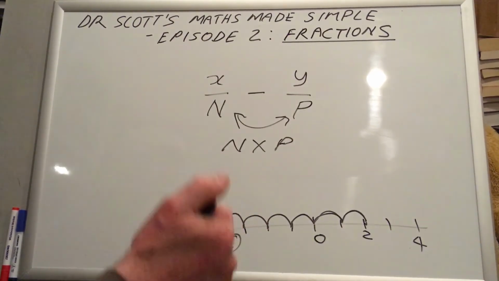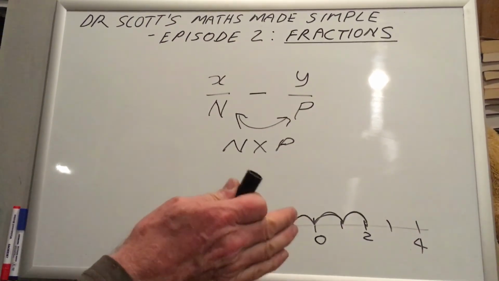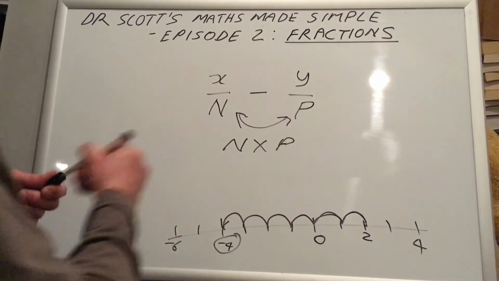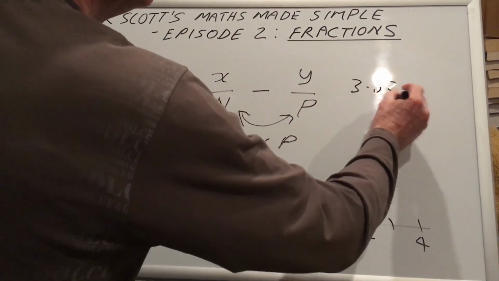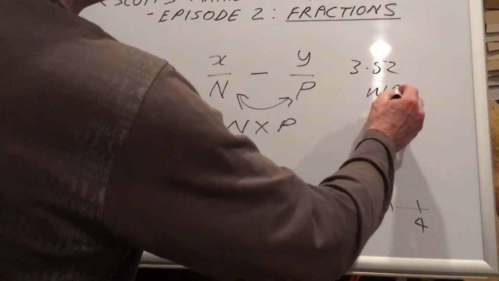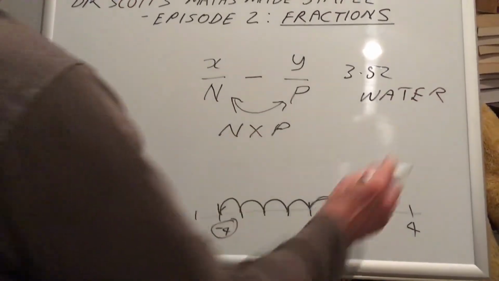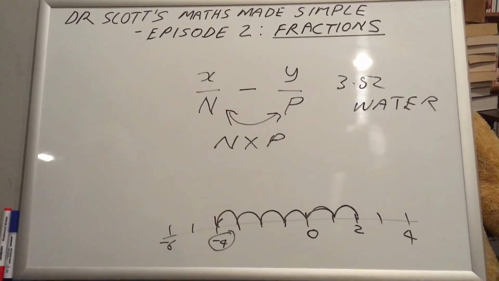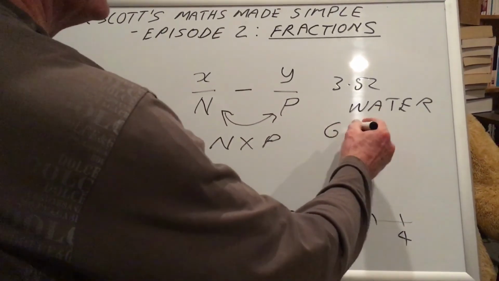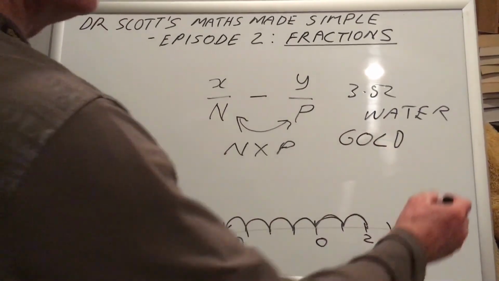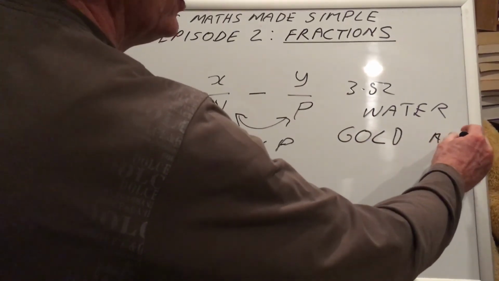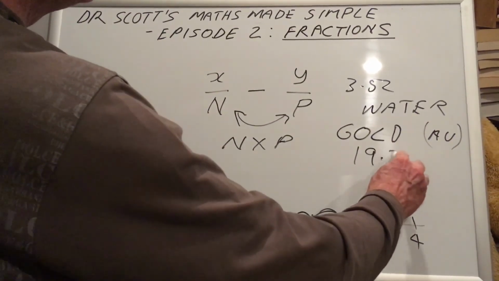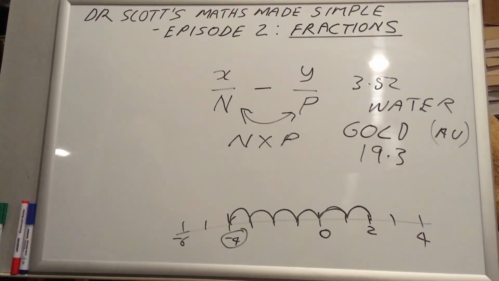One of the heaviest gemstones is diamonds. They're 3.52 times heavier than water. And I guess if you had to think of a precious metal that was really heavy, you'd think of gold. So gold, which has the symbol AU, that's the chemical symbol for gold. Gold is actually 19.3 times heavier than water.